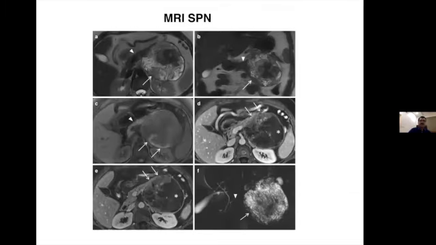So when you do MRA, MRA will show these sort of pseudopapillae because of the necrosis of solid tissues, and there will be a T2 hyperintense lesion when there is a cyst component.